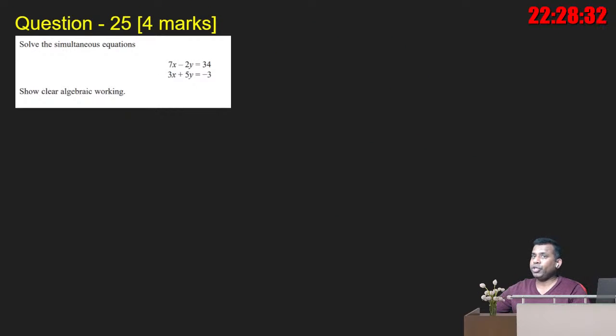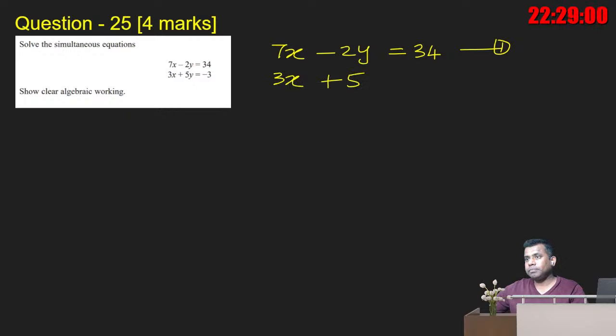And the last question, question number 25, right? We will stop at question number 25. It's a linear simultaneous equation. I will show you how to do this one in a calculator and with the normal method. So 7x minus 2y equals 34, and this is my first equation. And the next one is 3x plus 5y equals minus 3. Careful with the coefficients.